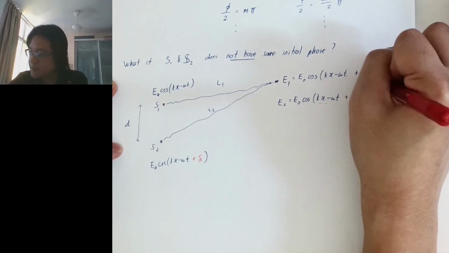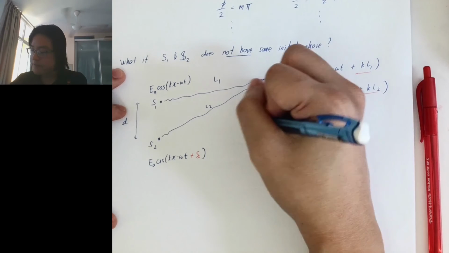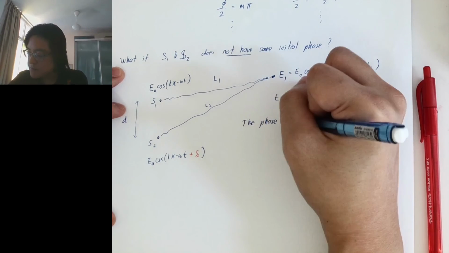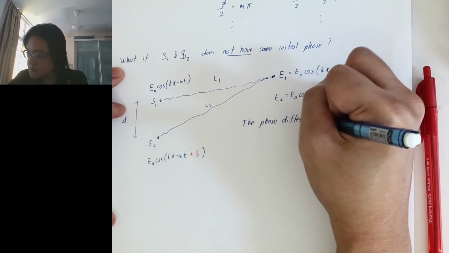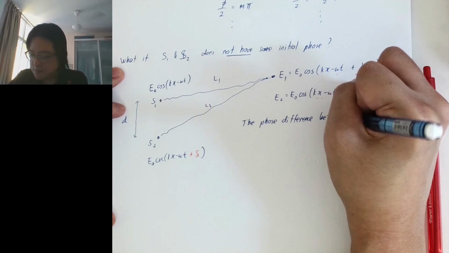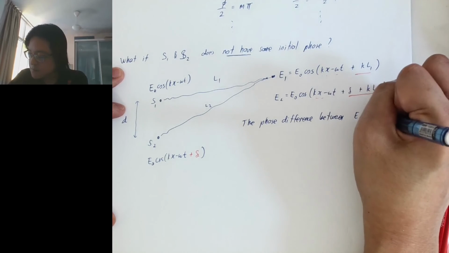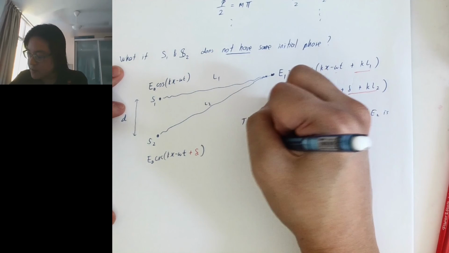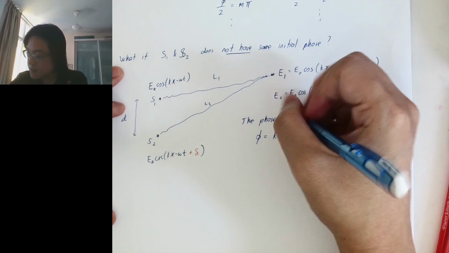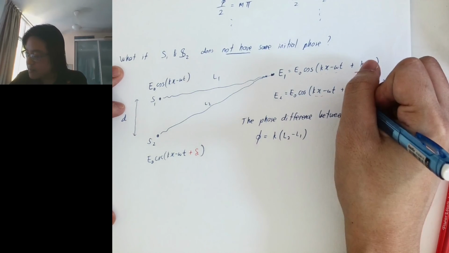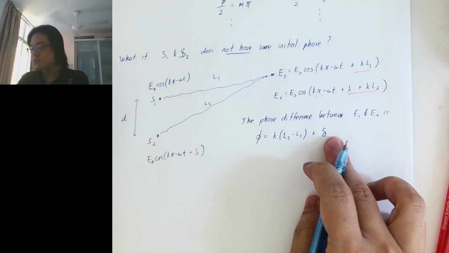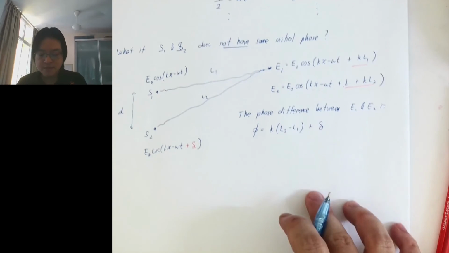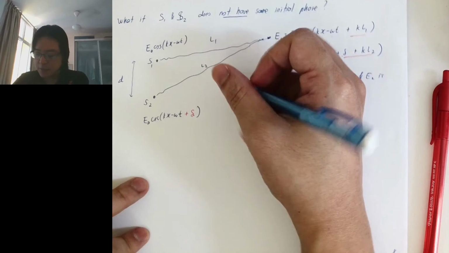Now to find the phase difference, these two parts are the same, so we just take the difference of this and this. The phase difference is calculated accordingly: this minus this. So phi is k(L2 − L1) plus this extra delta. It could be a positive phase difference, a negative phase difference, whatever number this is. Now, how about constructive interference?